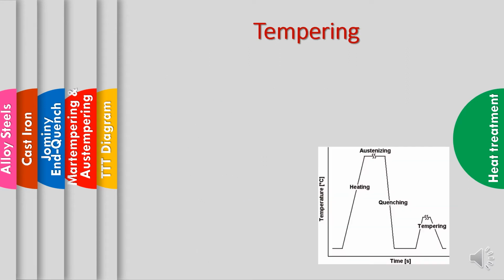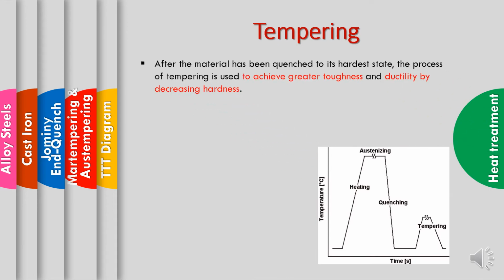And then tempering is the process that can be done when the material has been quenched to its hardened state, and then we proceed to use a tempering process to achieve a greater toughness and ductility by decreasing hardness.